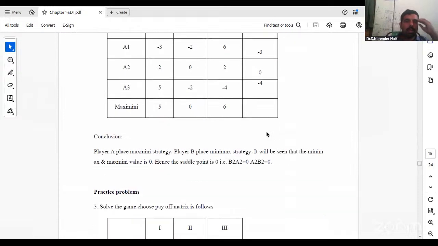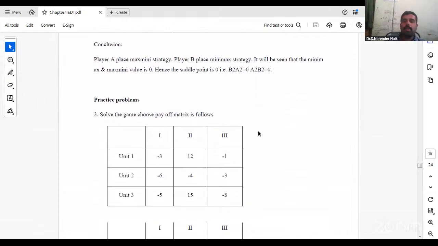So the conclusion here: the saddle point is 0, the number repeated twice, row wise and column wise. Player A plays the maximin strategy, player B plays the minimax strategy. It will be seen that the minimax and maximin value is 0. Hence the saddle point is 0, that is B2 A2 is equal to 0 and A2 B2 is equal to 0 here.